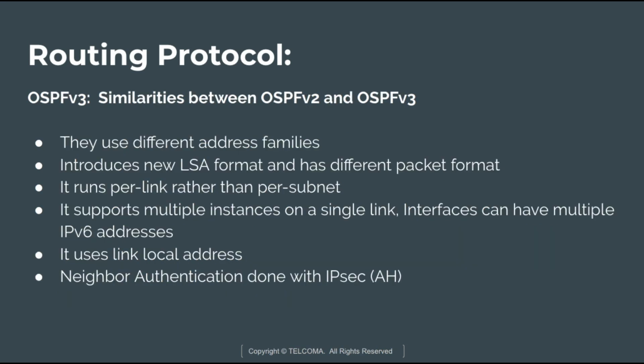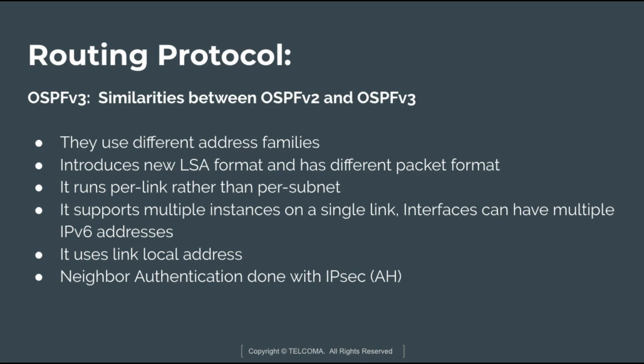But the differences between OSPFv3 and OSPFv2 are as follows. They use a different address family: OSPFv2 is used in IPv4, so the address space is 32-bit, whereas OSPFv3 is used in IPv6, so the address space is 128-bit long. Next, it introduces a new LSA format, because as the address families are different, we have to change the LSA format as well as the packet format. It runs per link rather than per subnet: OSPFv2 runs on a per subnet basis, but OSPFv3 runs on a per link basis.